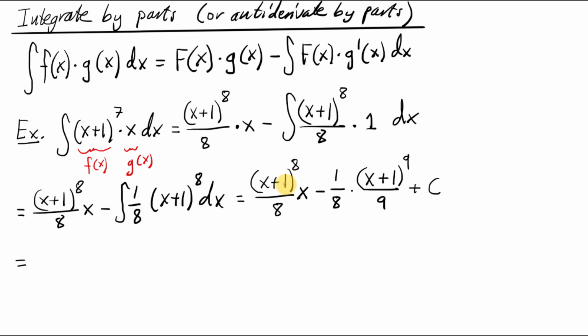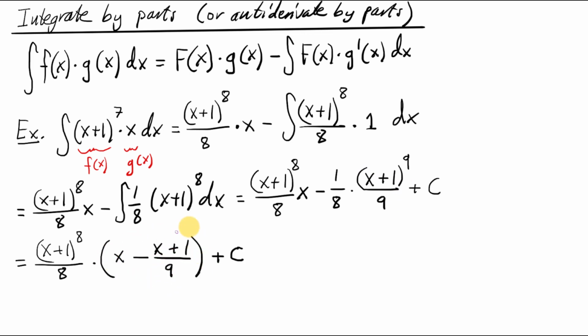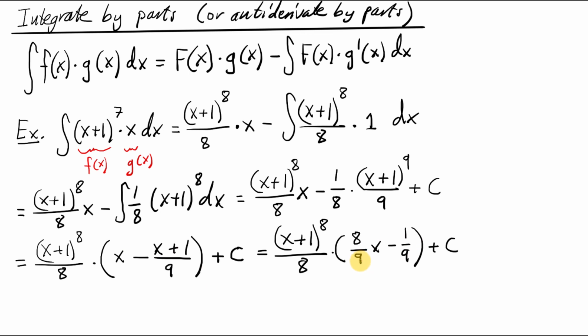Now we can factorize out this part, and then what remains is just x. And here it remains x plus 1 divided by 9. And this simplifies to this. And here we can take out 1/9. So we finally get this one. So we see the antiderivative of this one is this. And that we have found by using integration by parts.